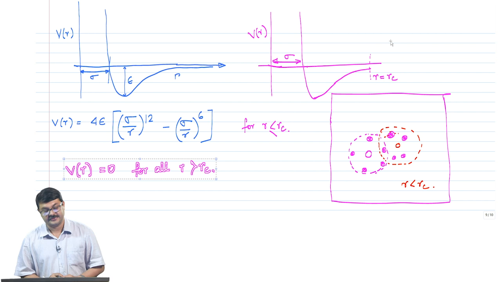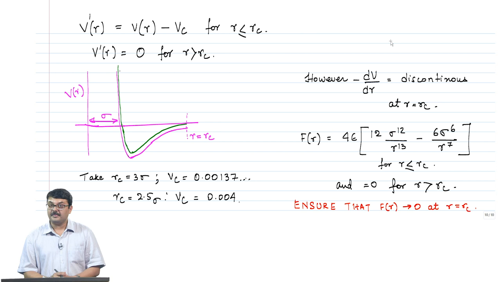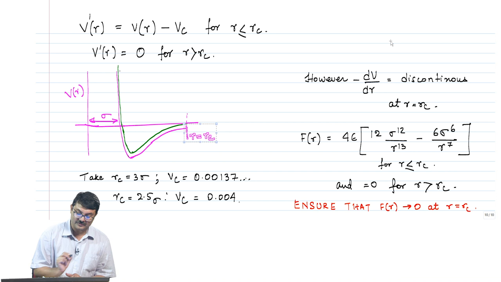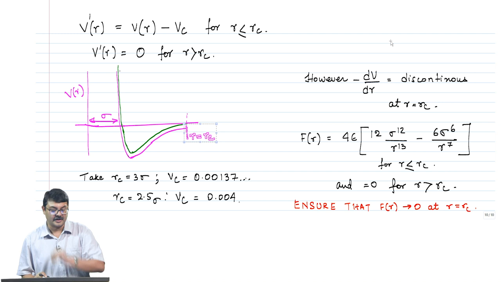So that is very nice and good, but there is always a but, and there is a problem. The problem is that the potential becomes discontinuous at R equal to RC. There is a finite value of the potential here, and suddenly there is a jump and the potential goes to 0, because you have cut it off.